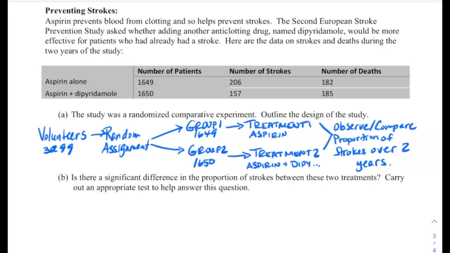And remember, the key problem here last time is we forgot to put them into groups and say how many were in the groups before we gave them treatments. So make sure that you put them into a room first before you give them medicine. Those should be two different items. So group first, then treatment. And again, I'm keeping track of numbers along the way. And then at the end, I'm saying observe or compare the proportion of strokes over 2 years. I could also be comparing the number of deaths over 2 years as well. I decided to be more positive about this and just look at strokes instead.